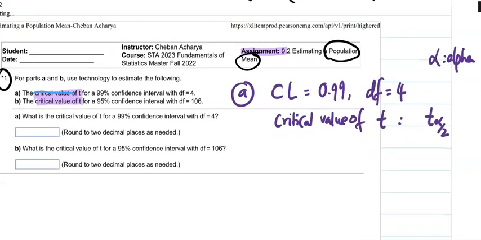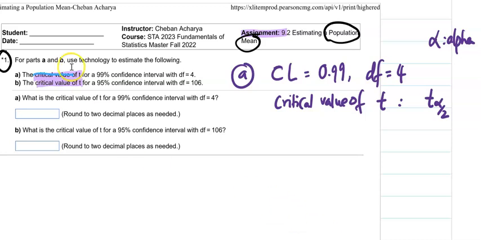There are different ways to find the critical value. One way we can use a table. I'm going to show you in a minute. It's called the t distribution table. The other way, we can find the critical value using technology. Here technology is the TI calculator.